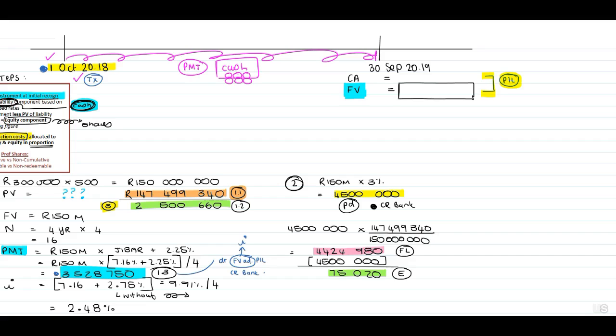Currently, what is the carrying amount? If you look at all of our journal entries, what is our carrying amount? Our carrying amount remains the same, 147,499,340. Now, why did the carrying amount remain the same? When you look at the journal entries, we did not post anything to this liability. Therefore, we now need to determine what is the fair value of this liability at year end.